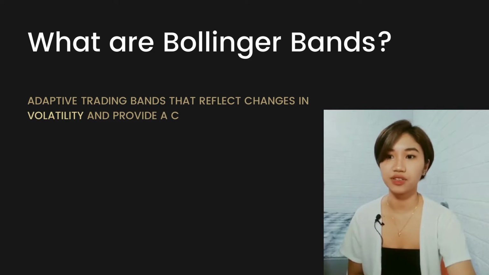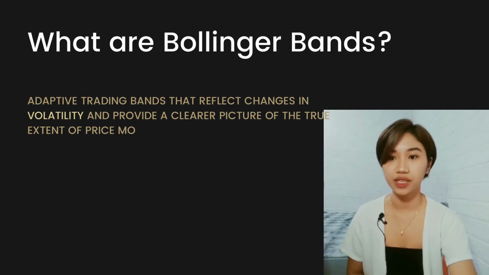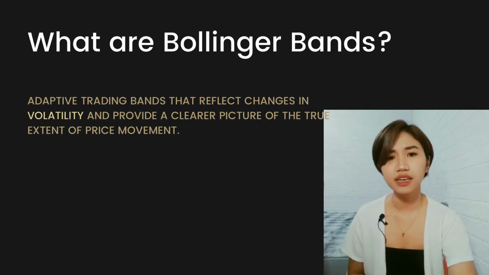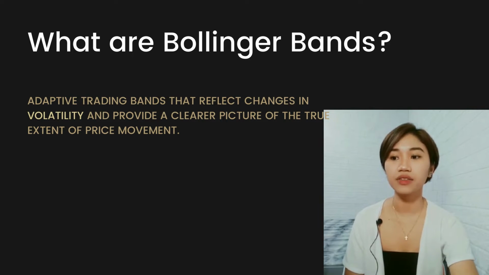Here's the Reader's Digest version. What are they? These are adaptive trading bands that reflect changes in volatility and provide a clearer picture of the true extent of price movement. Think about them as trend lines. They are adaptive trend lines with a volatility component, so rather than being straight up, an upward channel, or straight down, a downward channel, instead you get these Bollinger Bands that flop all around. It seems like they don't make much sense until you really understand what they are. So again, think about them as trend lines, defining support and resistance.